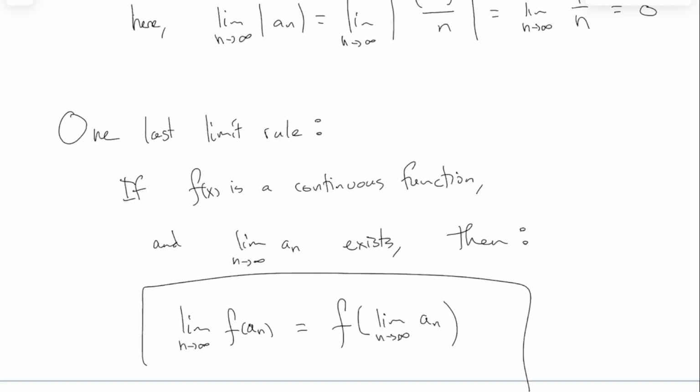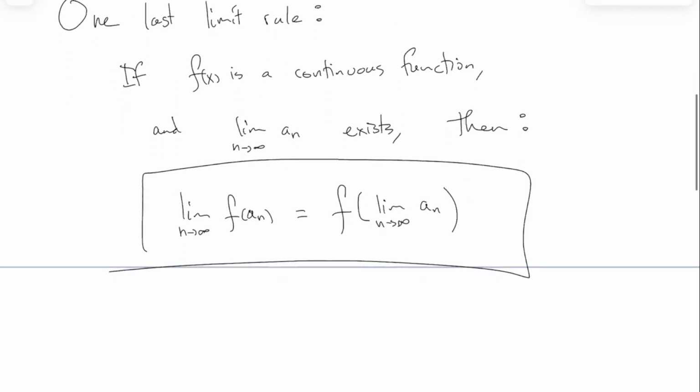This is somewhat weird, but I mean, it's weird looking on the paper. But actually, like I said before, this is something that you will naturally do without even thinking about it. Even though it looks weird, it actually is a very natural property. It says if you have a continuous function and the limit of the sequence exists, you can sort of push the limit through a continuous function. That's what this means. This is strange but true fact.